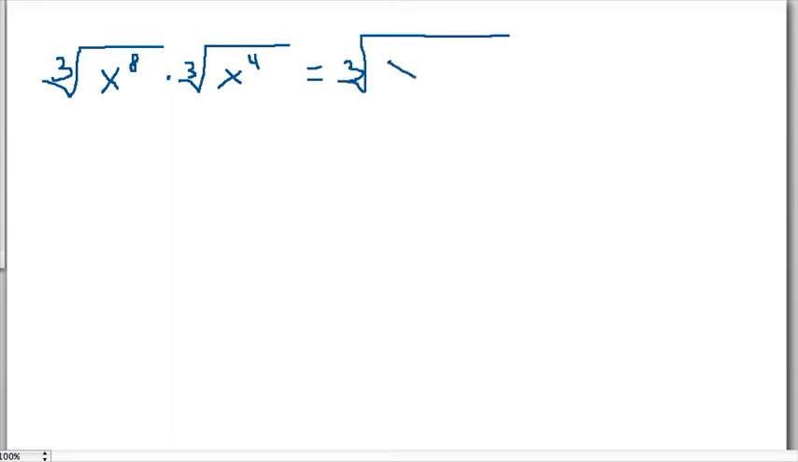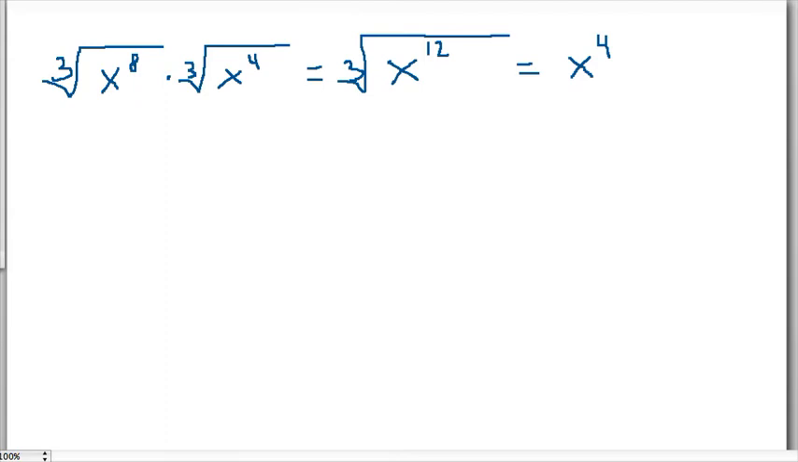When I multiply with the same base, I add the exponents. So that's 12. And then I can simplify this right away. This is just 12 divided by 3, which is x to the 4th. I know x to the 4th to the third power equals x to the 12th. So that's that answer. Cool.